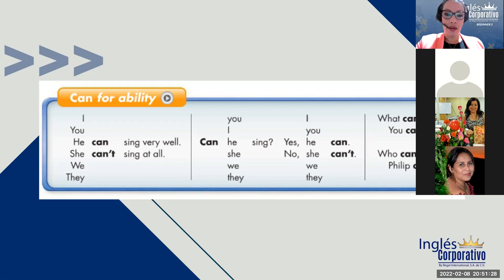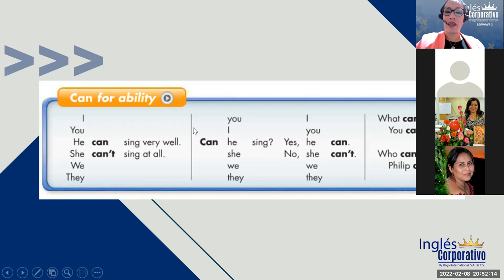Ahora, si es una yes, no question, se empieza con el auxiliar para expresar habilidad. Este auxiliar es para expresar habilidad. Entonces nos olvidamos del do, del does, del be. Ese es algo con lo que vamos a estar nada más expresando habilidad. Y para hacer una pregunta, pues esto es fácil. Solo ponemos el auxiliar can al principio. Independientemente de la persona, entonces esto es más fácil, ¿ve? No importa si es primera persona, segunda persona, no importa. Para todos vamos a usar el verbo auxiliar can.